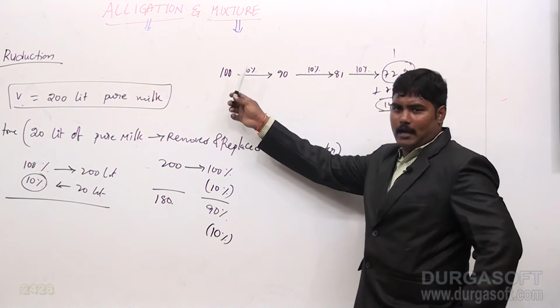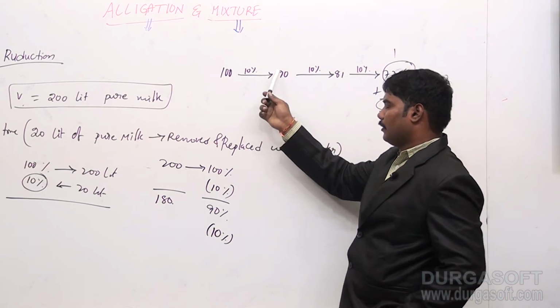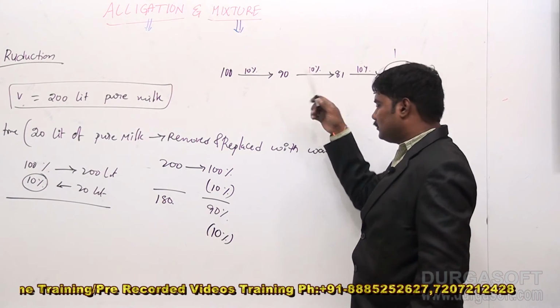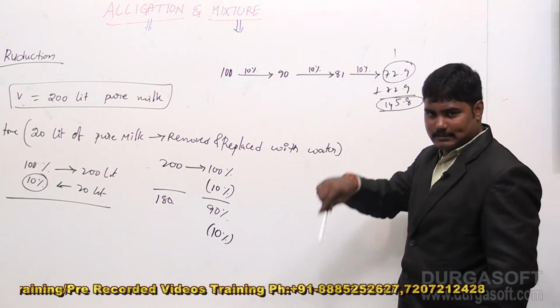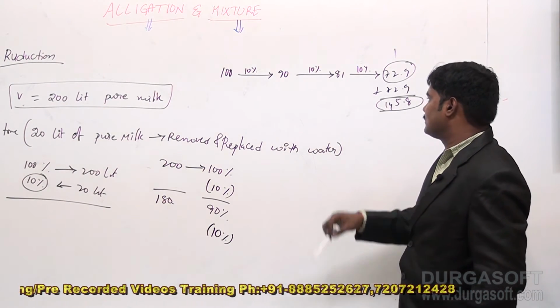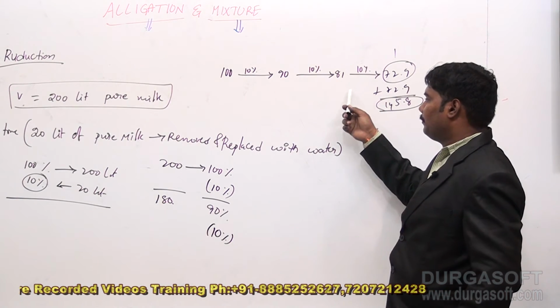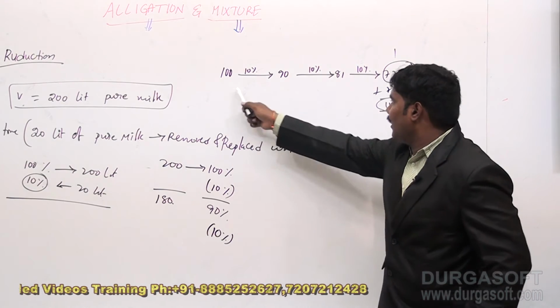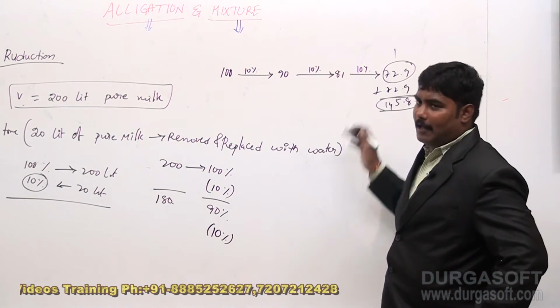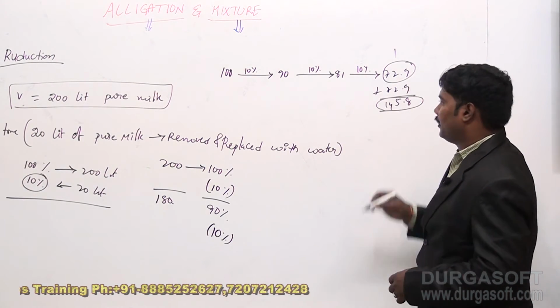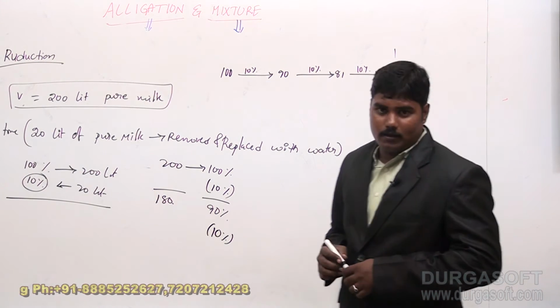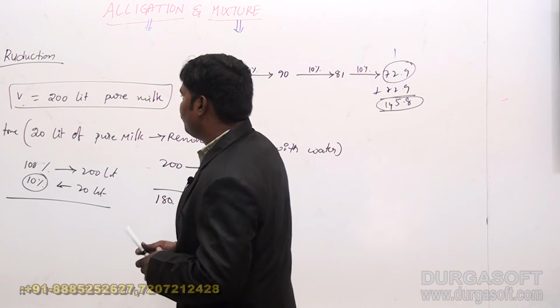Every time in that 100, 10% is removed and 90 is existed. In that 90, again 10% is removed. 81 is existed. Again 10% removed. That means 8.1 is removed. You can get 72.9. For 100, it is required after 3 times. For 100, it is 72.9. For 200, it is 145.8. Okay, this is a reduction model.